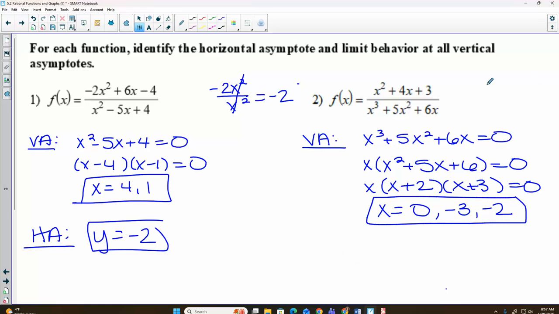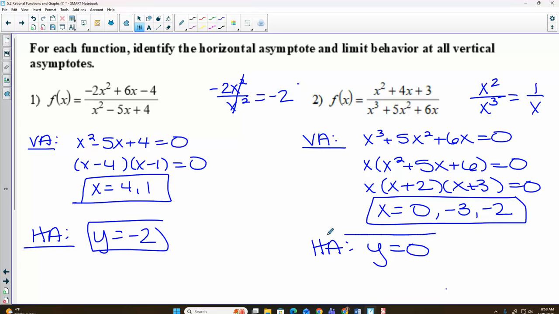All right, horizontal or oblique. If we divide our highest powers of x, we have x squared over x cubed. When we reduce, we end up with 1 over x. Anytime x ends up on the bottom, what does that mean? Y is equal to 0, because you can't do 1 divided by x. Let's try a couple more. Any questions on those?